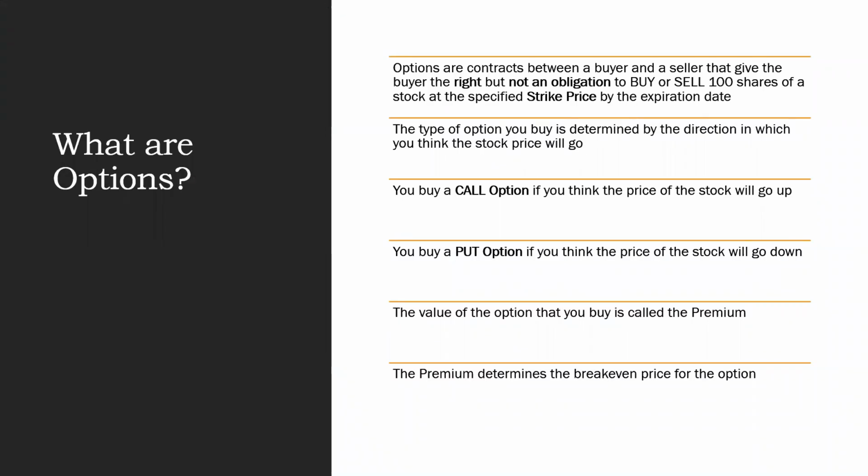So what are options? Options are contracts between a buyer and a seller that give the buyer the right, but not an obligation, to buy or sell 100 shares of a stock at the specified strike price by the expiration date. There is a lot of terminology thrown in there, but let me break it down for you. The reason I say that it's a right but not an obligation is because when you buy a call, at no point would you be forced to buy 100 shares of the stock itself, which is why you don't actually own it. You only have the right to own it, but you don't actually own the stock.